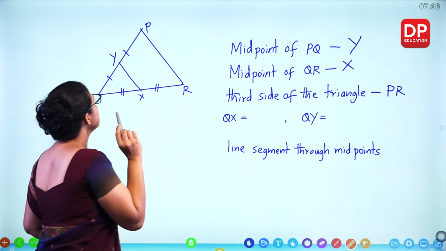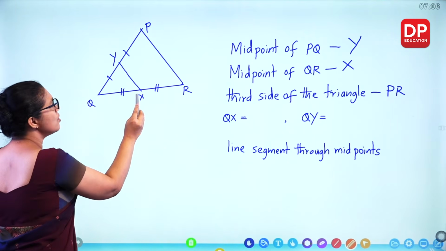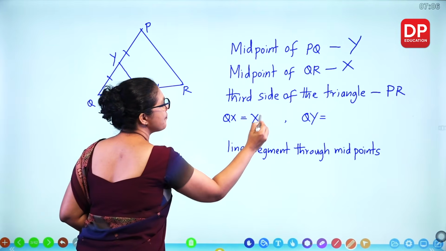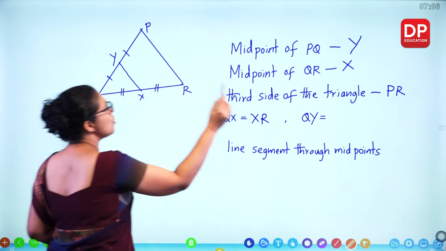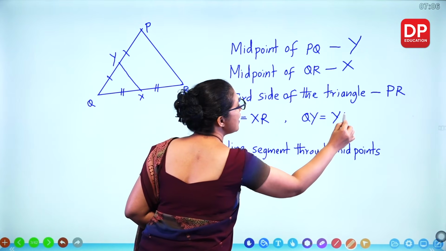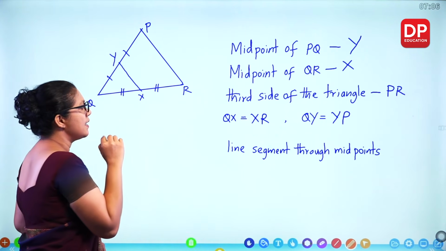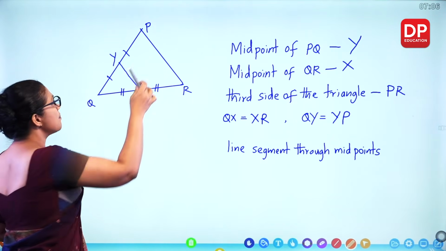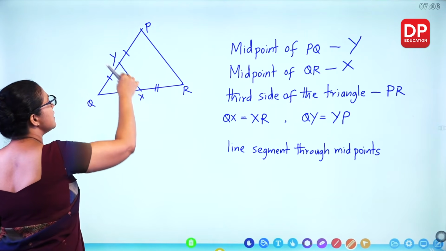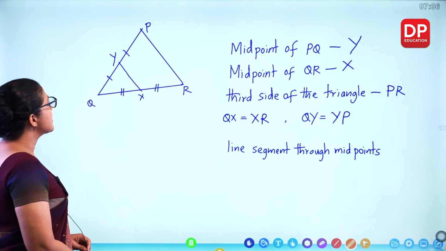Then what is QX equal to? XR. QY is equal to YP. Then the line segment through midpoints. What's the line segment through midpoints? That's XY.